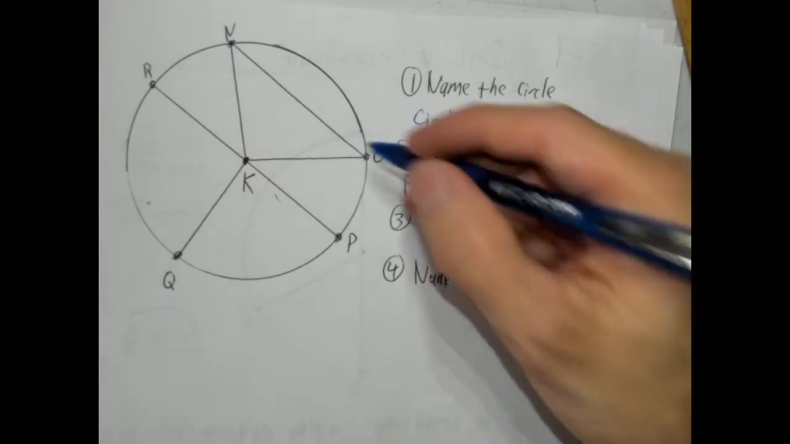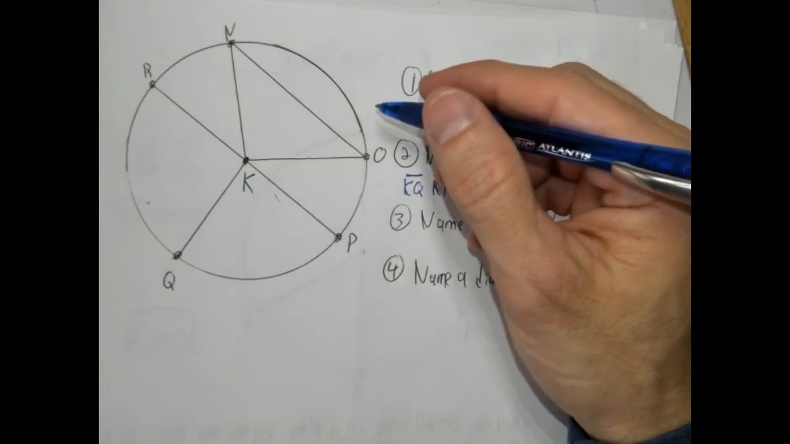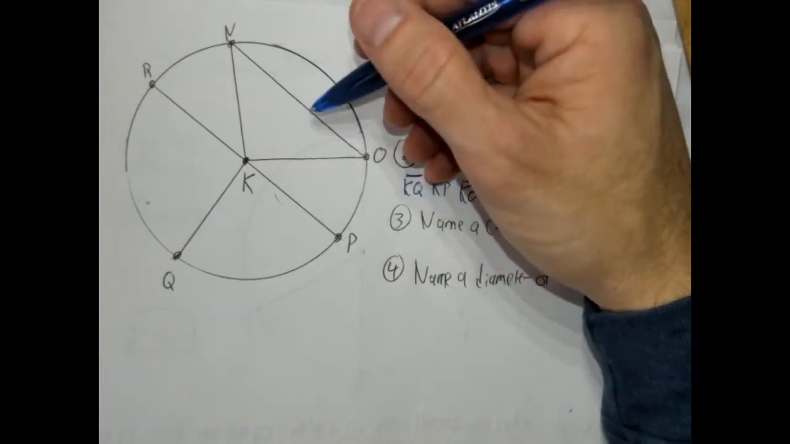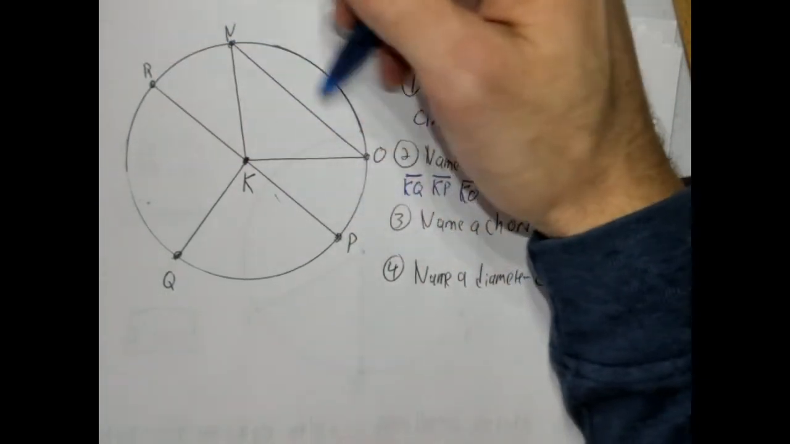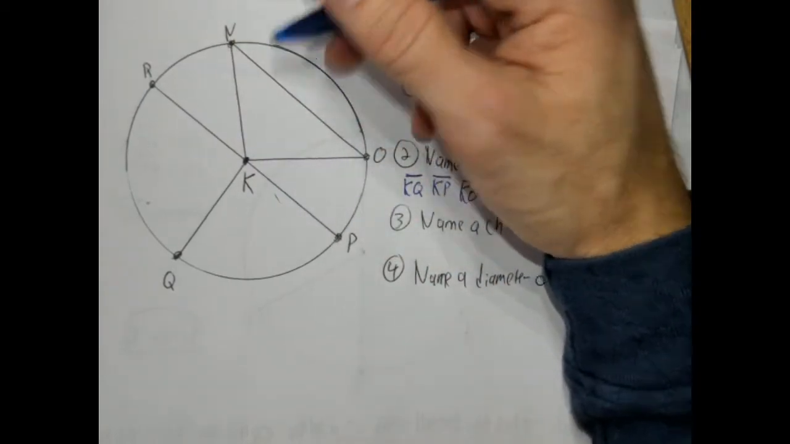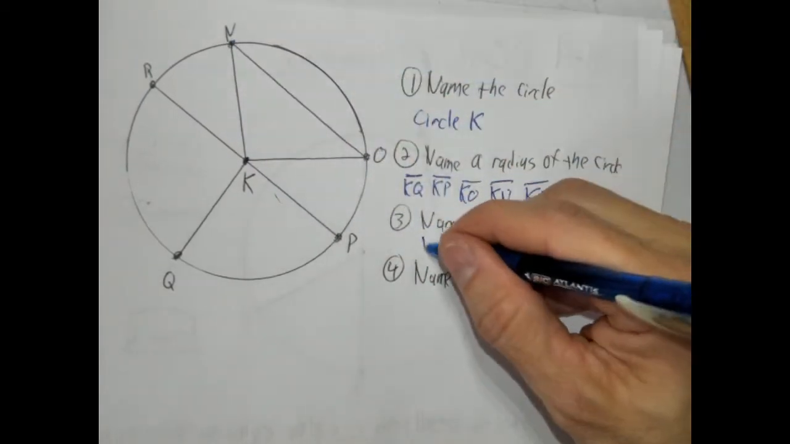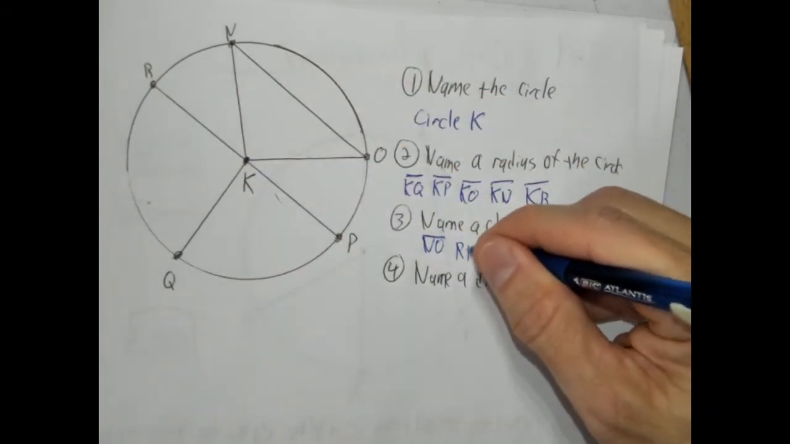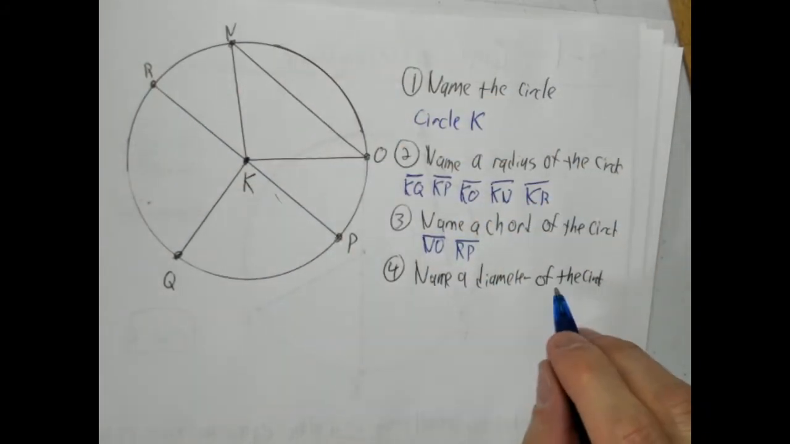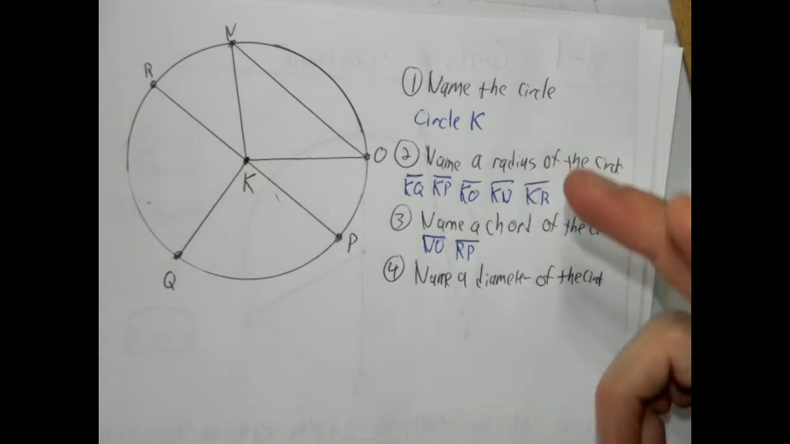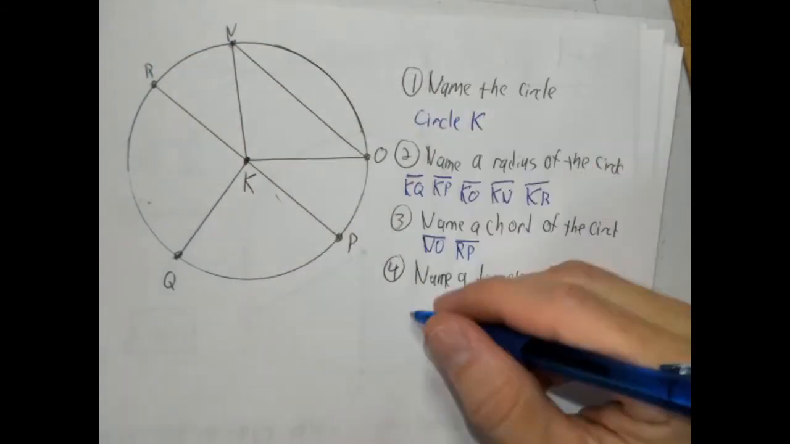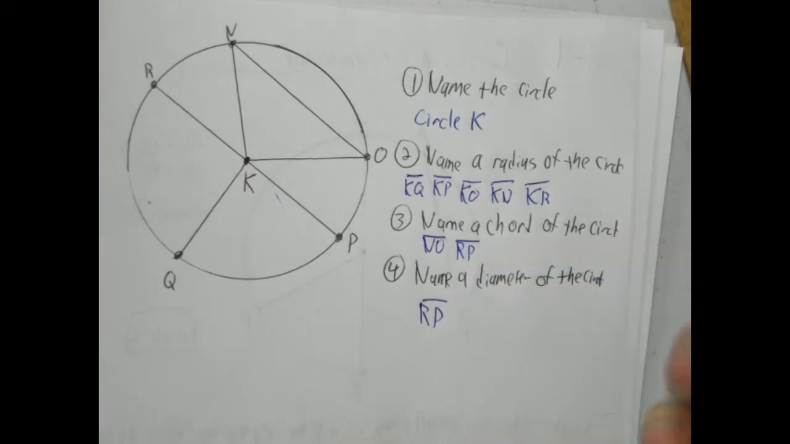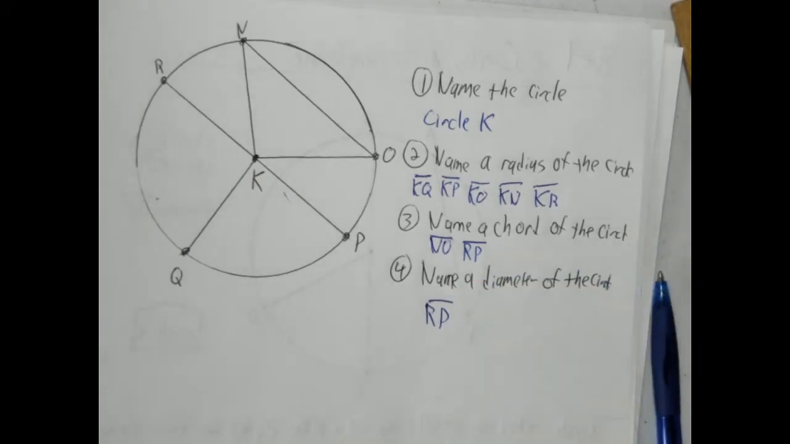Name a chord of the circle. So remember, a chord is a line segment whose endpoints are on the circle itself. So we have 2. We have this one and this one. This is the diameter, but that's a special one. But this is a chord as well. So NO, or ON, and RP, or PR. Okay. Name the diameter of the circle. So the diameter is a chord that goes through the center, so it has to be this one. So RP. You could also call it PR, okay? All right, let me try another example with you guys.